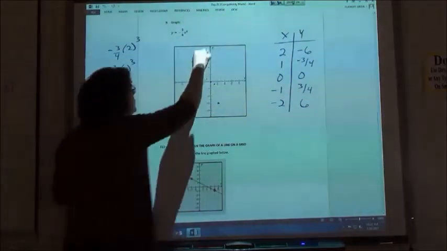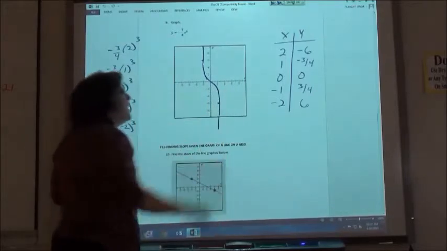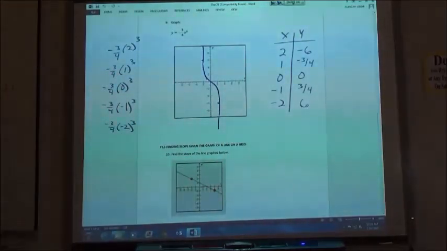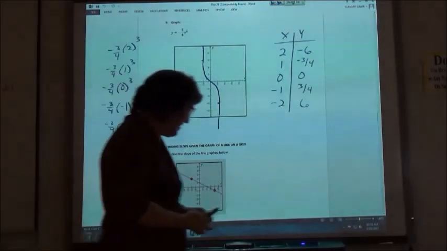So again, this one's going to start on the top, have that little curve in the middle, shoot down to the bottom. You'll just hit the graph button, it'll connect your dots for you. But you know, that's what it should look like. All right.